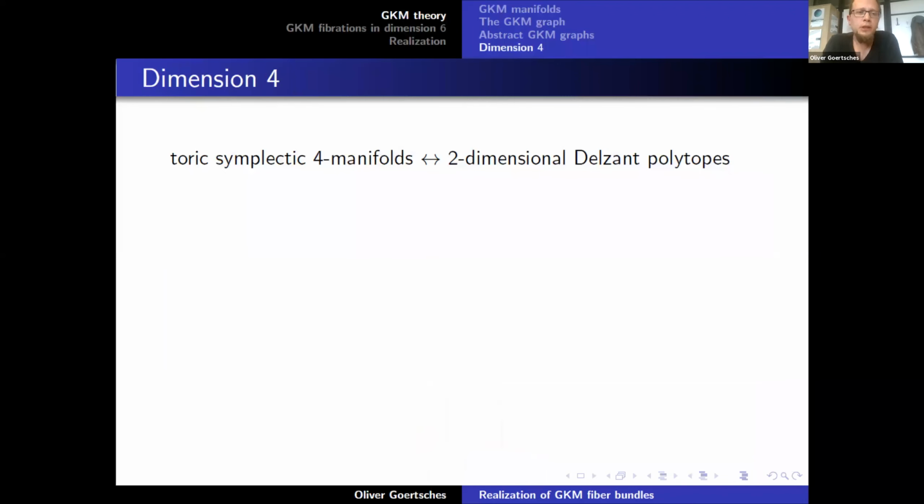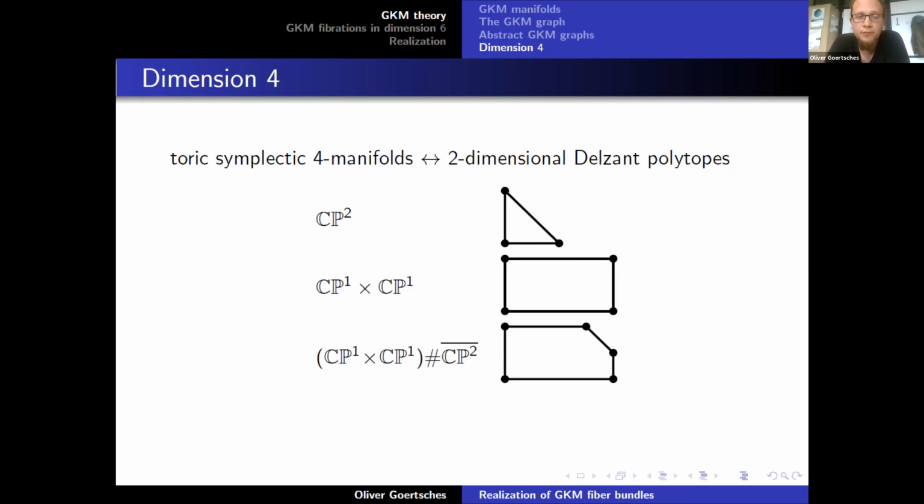Okay, so let's start with maybe the best known special case. When you have a toric symplectic 4-manifold, of course we know they correspond to two-dimensional Delzant polytopes. So here are some of them.